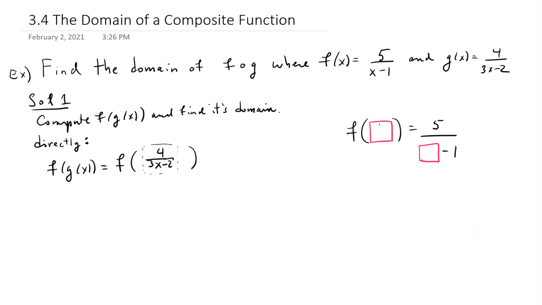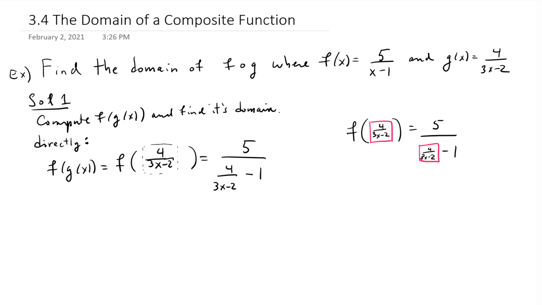Okay, so we're going to put 4 over 3x minus 2 for the input. So the output is going to be 5 over 4 divided by 3x minus 2, to which you subtract 1. So 5 over 4 over 3x minus 2, and you subtract 1. And that's the expression you get for the composite of f and g. We could simplify this, especially if I wanted to work with this expression more efficiently. But to find the domain, I don't have to do this. So here we're going to be efficiently lazy. I just want the domain.